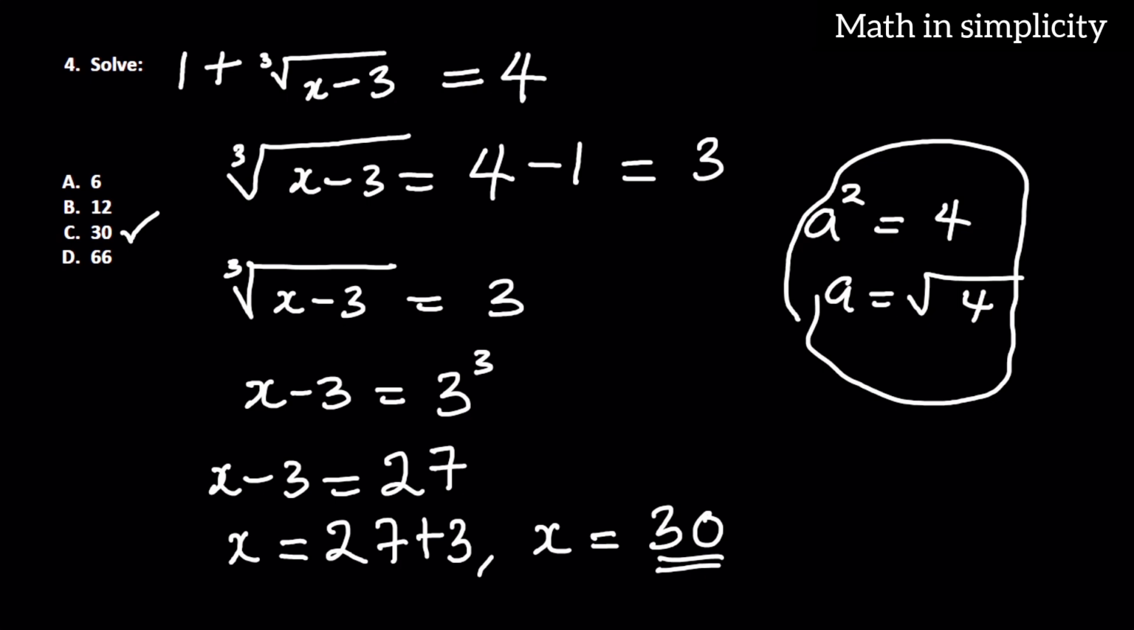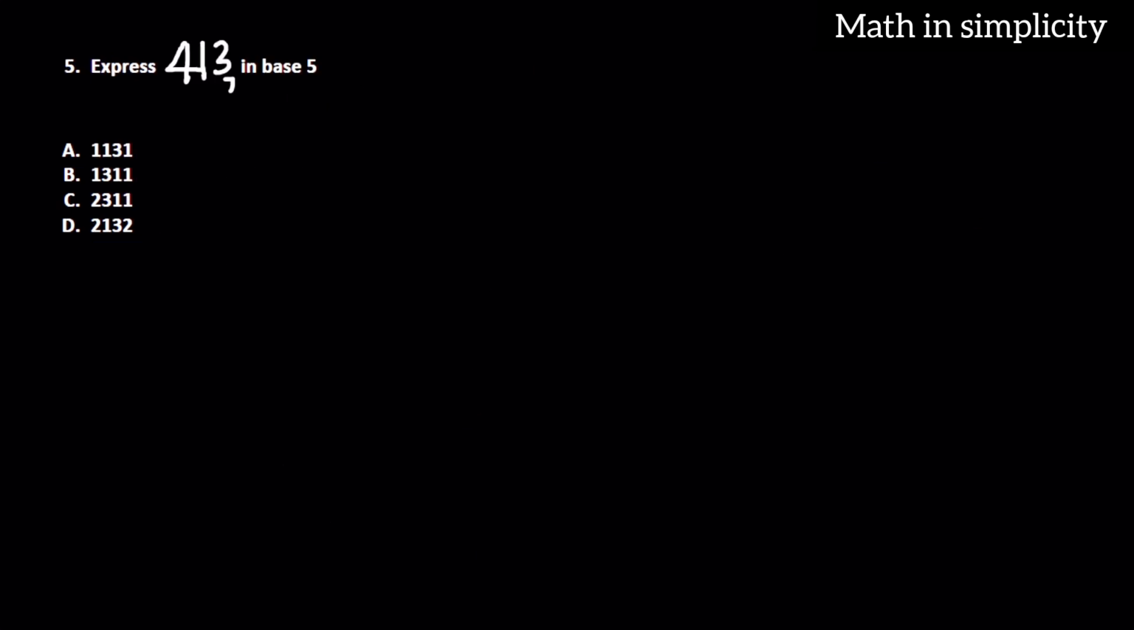So let's continue. For question number 5, we are asked to express 413 base 7 in base 5. So we want to move from base 7 to base 5. In order to do this, we need to first convert 413 base 7 to base 10, because it's easier for us to calculate in base 10. That's the first step.